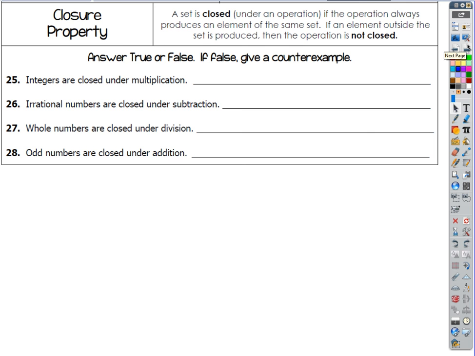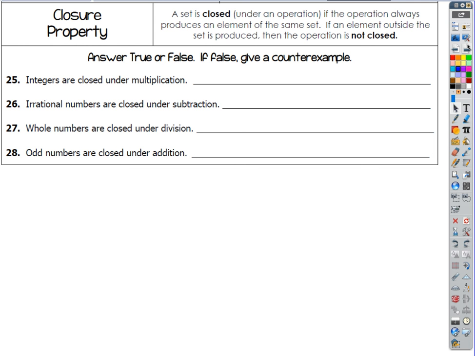Last issue. This is kind of a cool one. We'll close on this. So the closure property. This is a little different. We say that a set is closed under an operation, meaning it's closed for an operation, if when you do that operation to elements of the set, the answer is still inside the set. So that's a lot of words. Think about it in terms of an example.